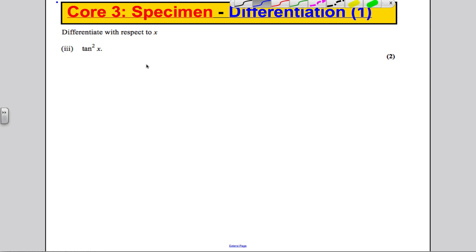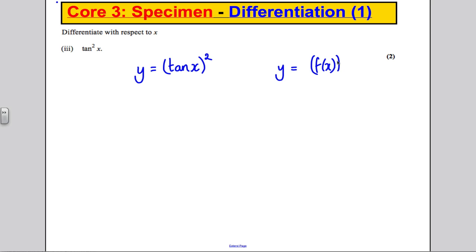Well, I would first of all write that as y is equal. Now, tan squared x means the function tan x all squared. You should remember, if you have a function of the form f of x to the power of n and you differentiate it by the chain rule, you can bring down the power of n, you multiply by the differential of the expression in the brackets f dashed x, and you reduce the power of f of x by 1, f of x to the n minus 1. We can apply that here.